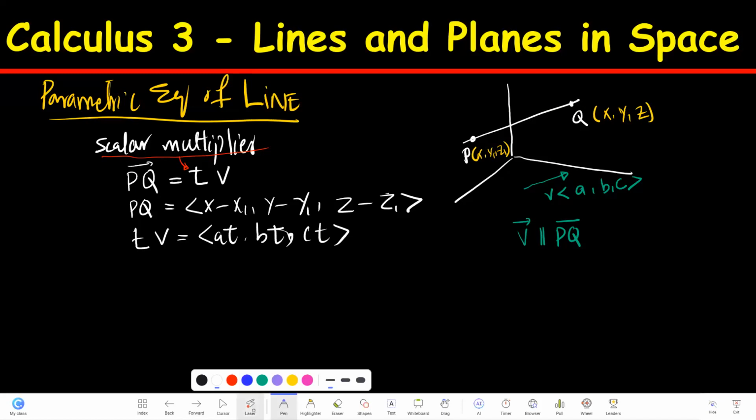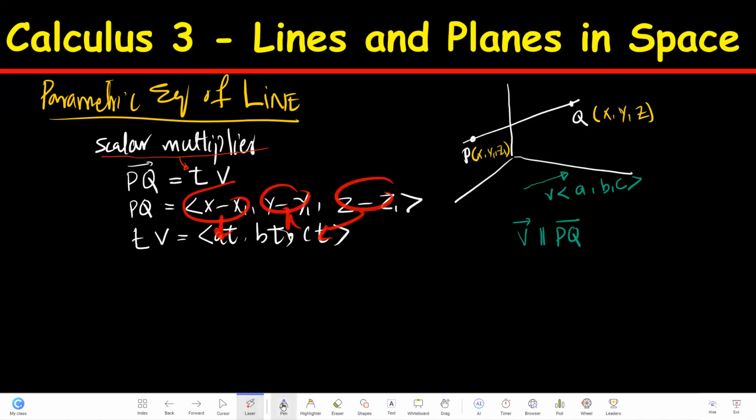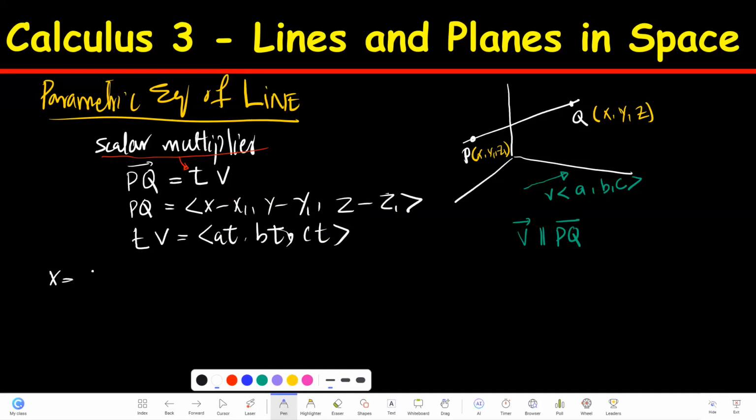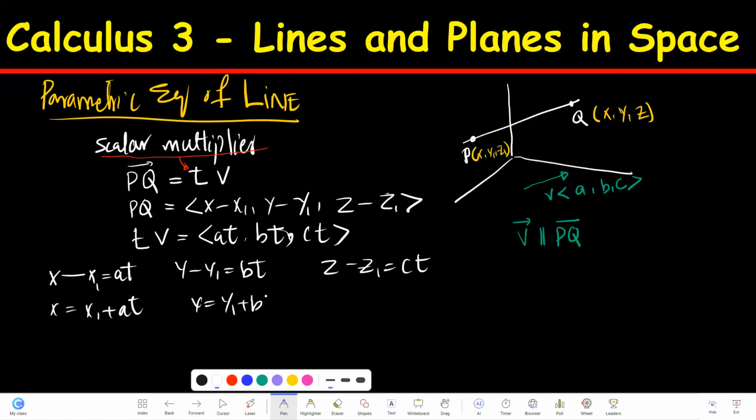I'm going to take this and this to make it equivalent, this equivalent to this, this equivalent to this, this equivalent to this. Okay. I'm going to write here x equals. Just write initially one by one, the way it's written: x minus x1 equals AT, y minus y1 equals BT, z minus z1 equals CT. Okay. I can rearrange them: x equals x1 plus at, y equals y1 plus bt, z equals z1 plus ct.